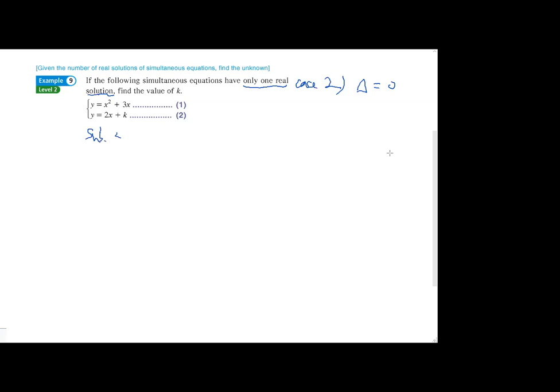Sub 2 into 1. This becomes 2x plus k is equal to x squared plus 3x. Then moving all the terms to one side, keeping x squared to be positive, plus 3x minus 2x becomes plus 1x, and then minus k. Now we can identify the values of a, b, and c. So a is equal to 1, b is equal to 1, and c is equal to negative k.